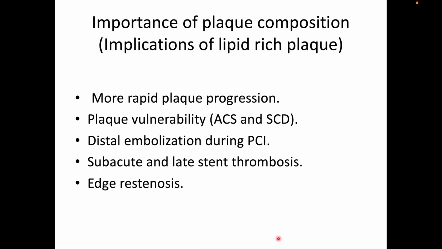Now we have talked about vessel architecture, but what about plaque composition? We know that lipid-rich plaques lead to more rapid plaque progression, plaque vulnerability, distal embolization during PCI, subacute and late stent thrombosis, and edge restenosis. Uncovered lipid core plaques are also associated with subacute and late stent thrombosis and edge restenosis.